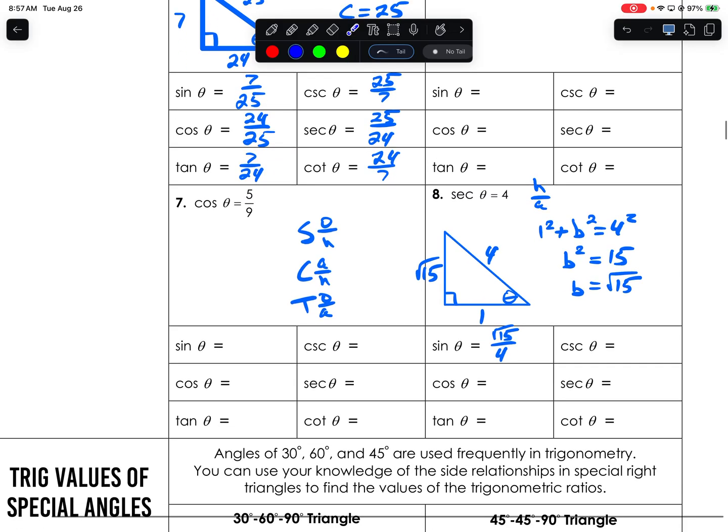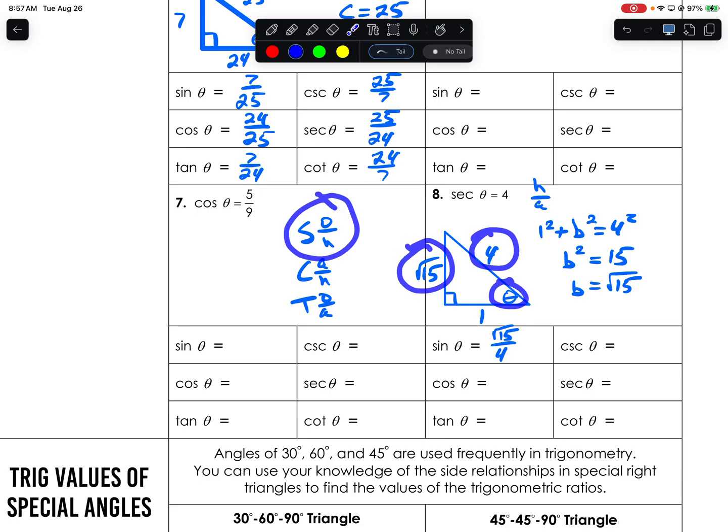All right, so if we're doing sine, sine is opposite over hypotenuse. So opposite of theta is 15, and the hypotenuse is 4. That's why I wrote 15 over 4. Okay, we do cosine, that's adjacent over hypotenuse. So next to theta right here, that's the adjacent side, 1. So we're going to write 1 in the top of this fraction. And what's the hypotenuse? Show me with your fingers. Yes, good. So 1 over 4.